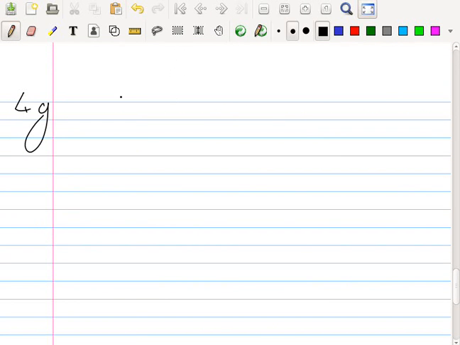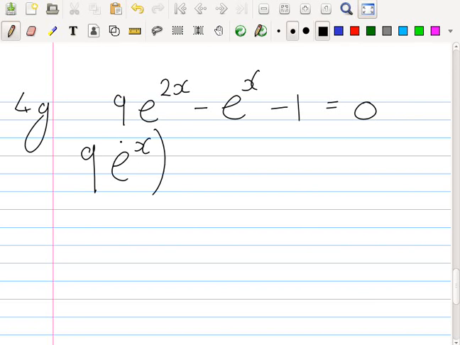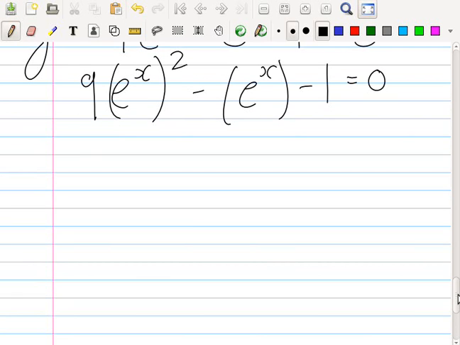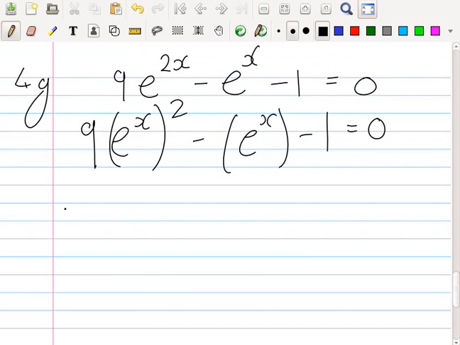So you have 9 times e to the power of 2x minus e to the power of x minus 1 equals 0. Well, this is nice. This is just a quadratic. 9(e^x) squared minus e^x minus 1 equals 0. This is 4G. So, take out your calculator, please, and tell me the two answers you get.